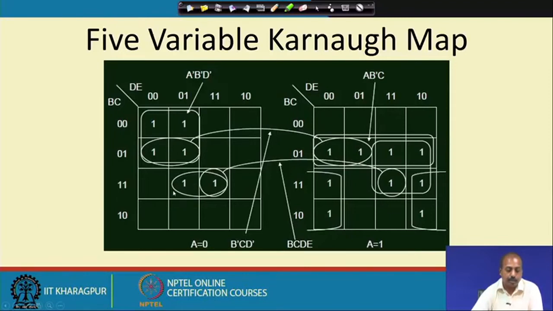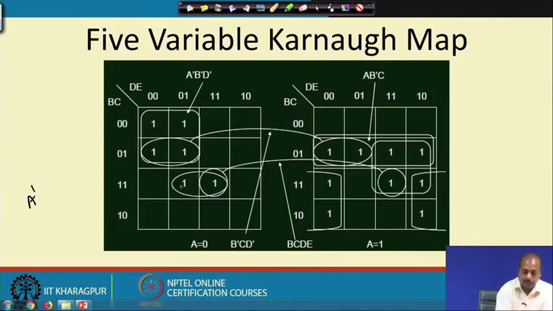So, if you consider only this map, this pair leads to the term A bar. From here you are getting B C, A bar B C, and from here you will be getting D. So A bar is definitely there, then this particular row, B C, and between these two columns D is not changing its polarity. So D is coming as D. So you are getting A bar B C D.